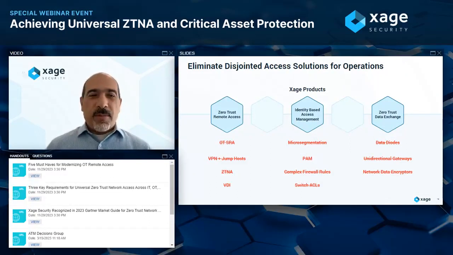And before I jump into a demo, I did want to conclude on the slide. Really, ZH eliminates the disjoint access solutions that are currently being used in operational environments to provide remote access and asset protection. So we deliver zero trust remote access, identity-based access management, and zero trust data exchange. We're able to control any interaction, whether it's user to machine, machine to machine, application to machine, and even interactions over data using identity and policy from a central location and enforced across your whole entire operation, enterprise, and cloud environment.